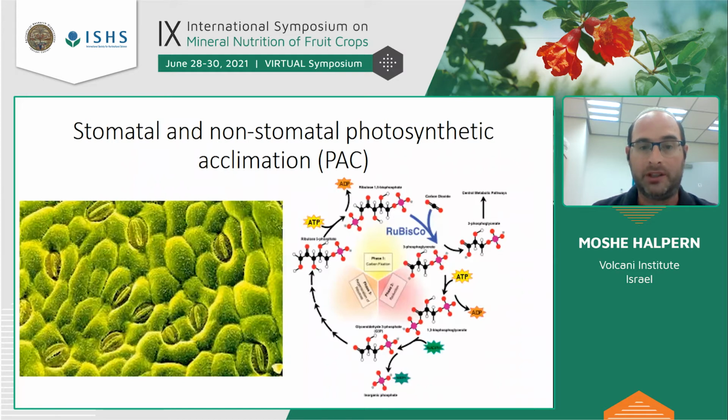The other level of acclimation is that the photosynthetic machinery itself inside the leaf gets downregulated. Researchers mostly focus on the rubisco. There's less rubisco in the leaf of plants grown in elevated carbon dioxide compared to those grown in ambient carbon dioxide.